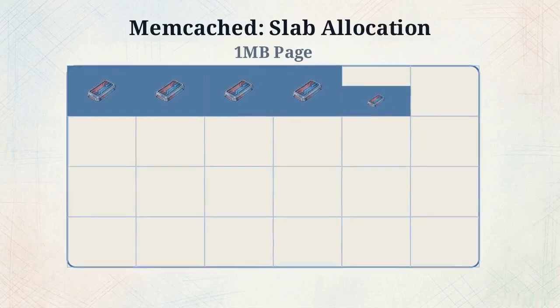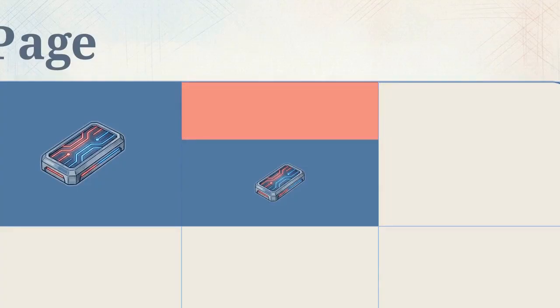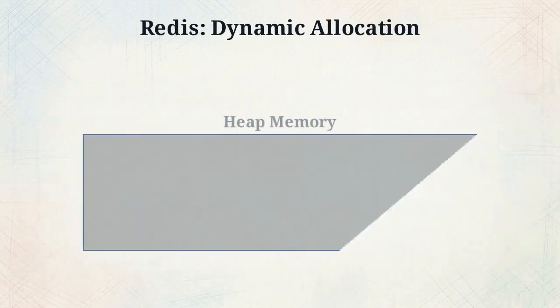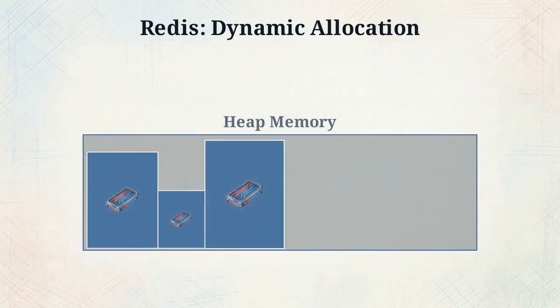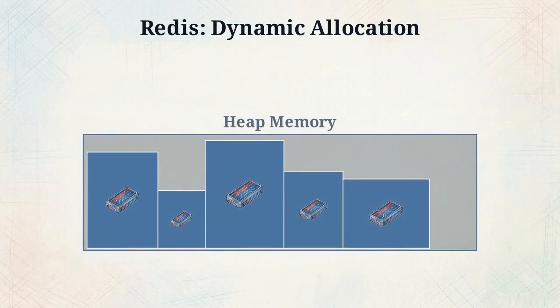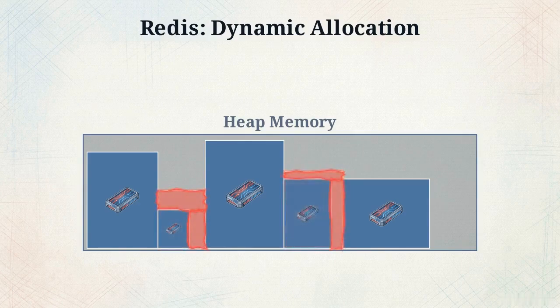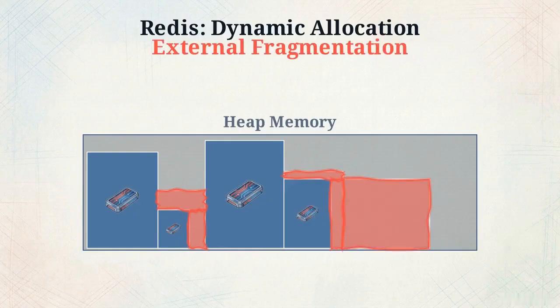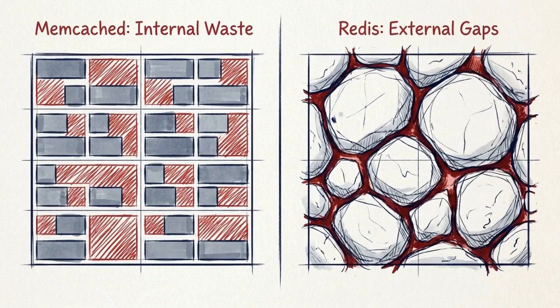But there is a hidden cost. If you store a 60-byte piece of data inside a 100-byte chunk, those remaining 40 bytes are essentially trapped. This is internal fragmentation. Redis uses dynamic memory allocation. It shrink-wraps the memory boundary to fit the exact size of the data, down to the byte. However, as objects are created and destroyed, this exact fit strategy leaves microscopic gaps across your RAM. Over time, these gaps accumulate, causing external fragmentation. Memcached provides a predictable memory layout by accepting wasted space inside the chunks. Redis optimizes for an exact fit, but requires active background defragmentation to keep those gaps from affecting performance.